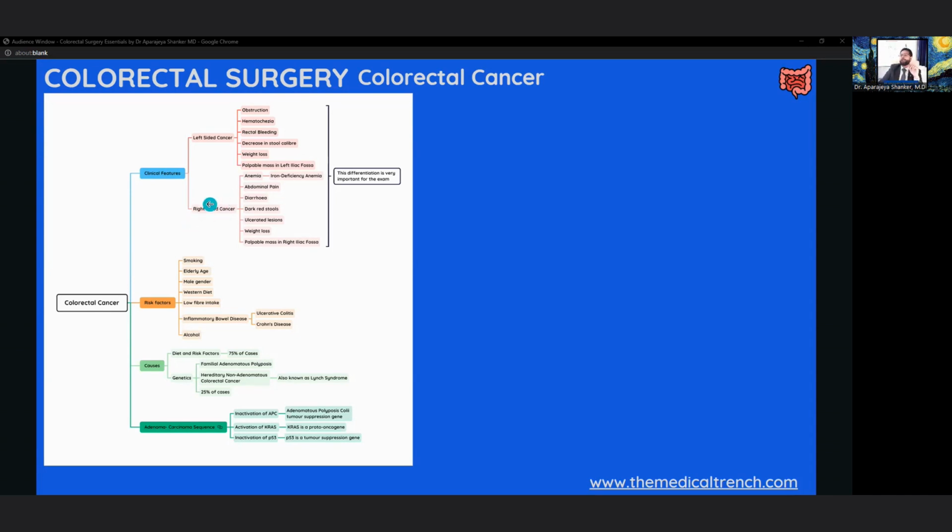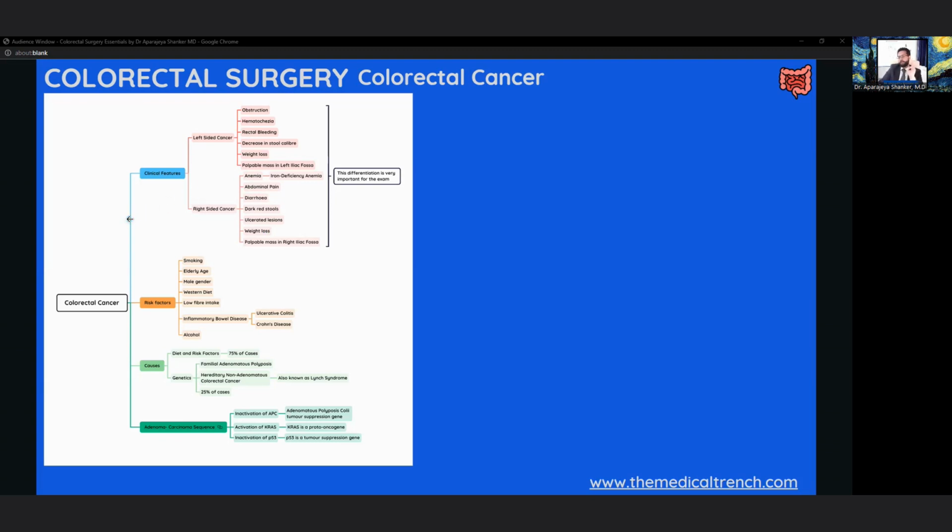Most of the time, the main difference between left-sided colorectal cancer and right-sided colorectal cancer is that left-sided colorectal cancer patients will come to you with obstruction, whereas right-sided colorectal cancer patients come to you with anemia and altered bowel habit. Okay, this is the most important part, and I want you to study this section and prepare and just memorize it, understand it, and answer this to the professors.